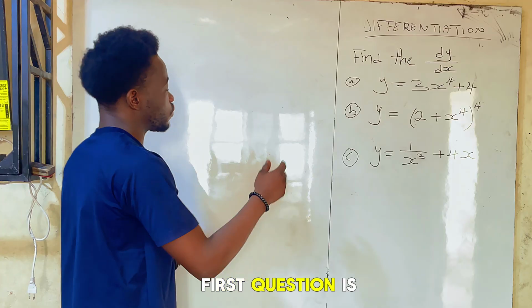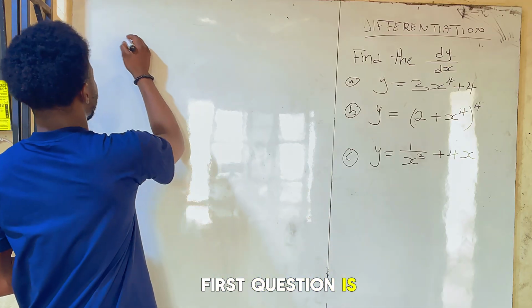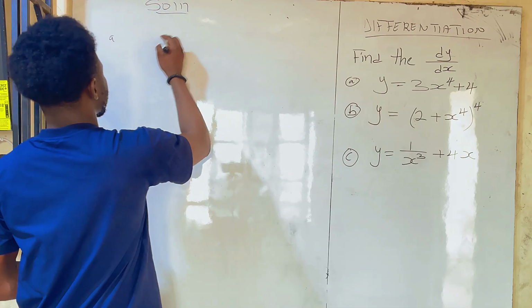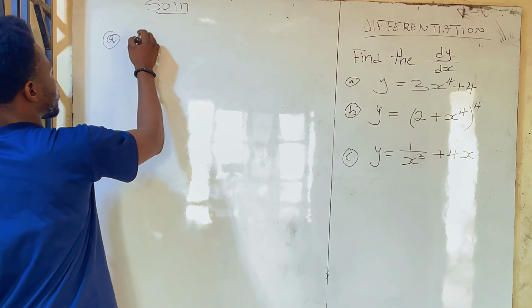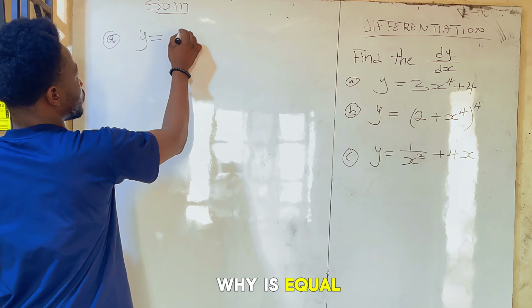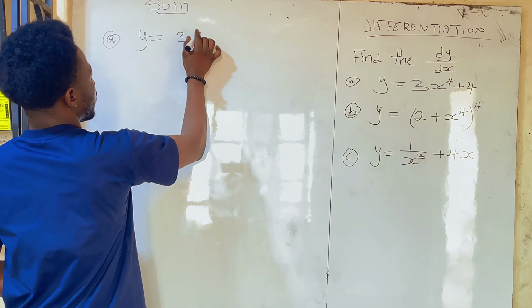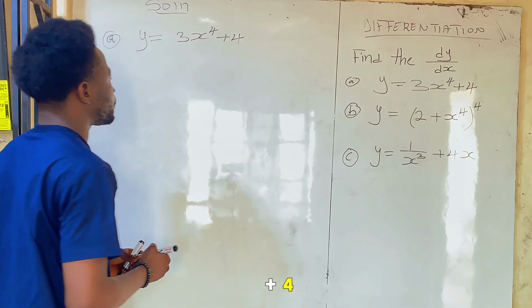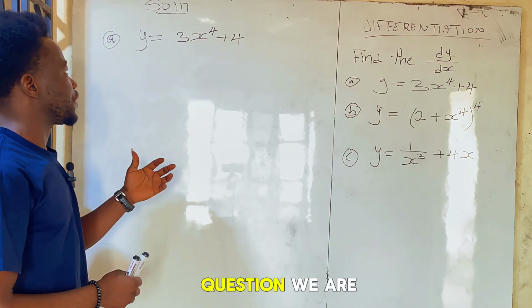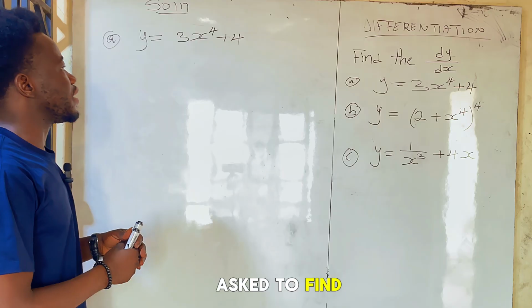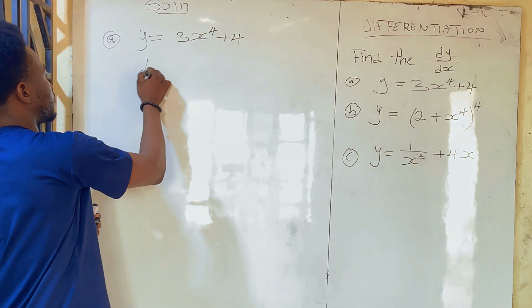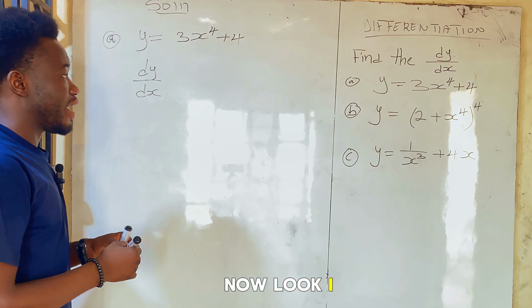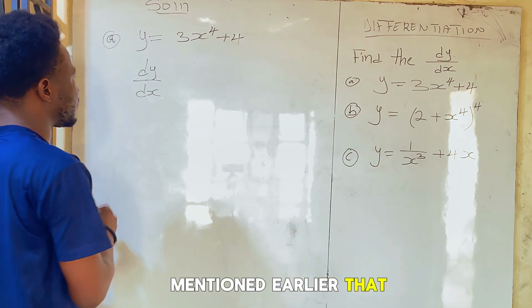Alright? So the first question is this. Solution. y is equal to 3x exponent 4 plus 4. So in this question, we are asked to find dy/dx.